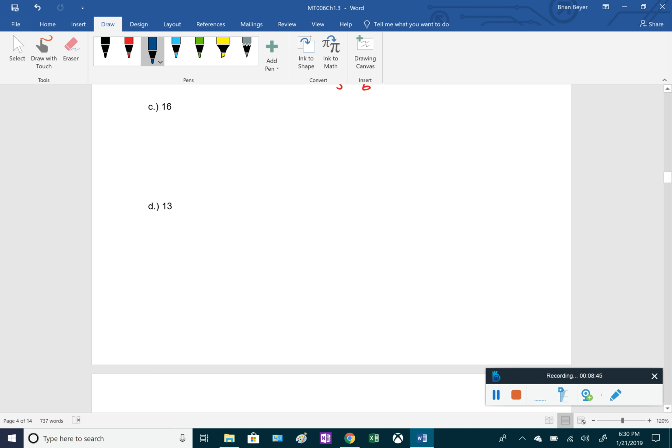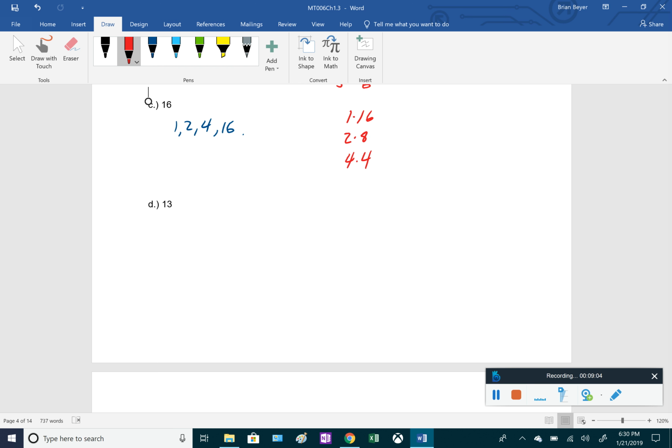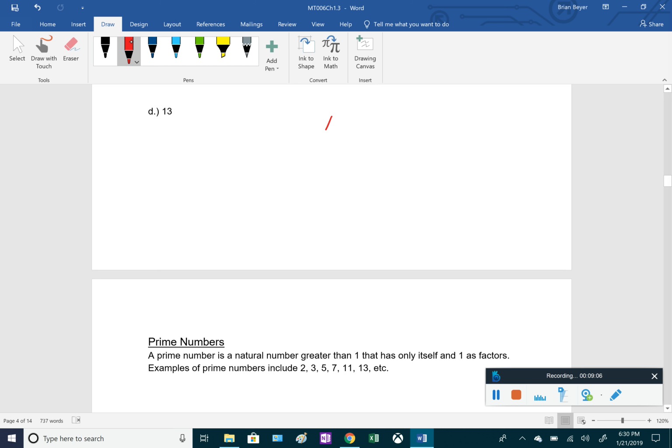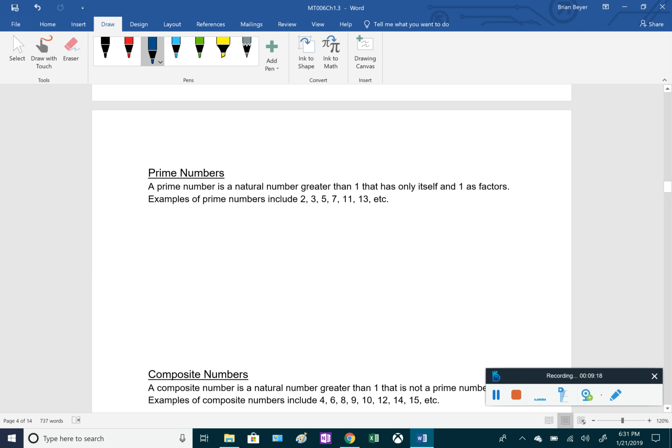Okay, and then for the next one, for 16, we can have 1 times 16, 2 times 8, or 4 times 4. So the factors of 16 are 1, 2, 4, 8, and 16. You don't have to write the 4 twice, obviously, just write it once. And for D here, factors of 13, we can have 1 times 13. And that's actually it. The only factors of 13 are just 1 and itself, which actually means it's a prime number, which we'll discuss right now.